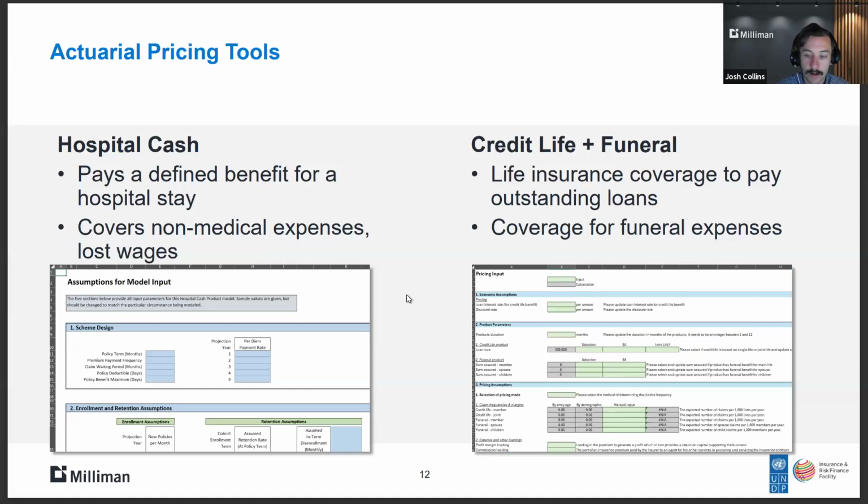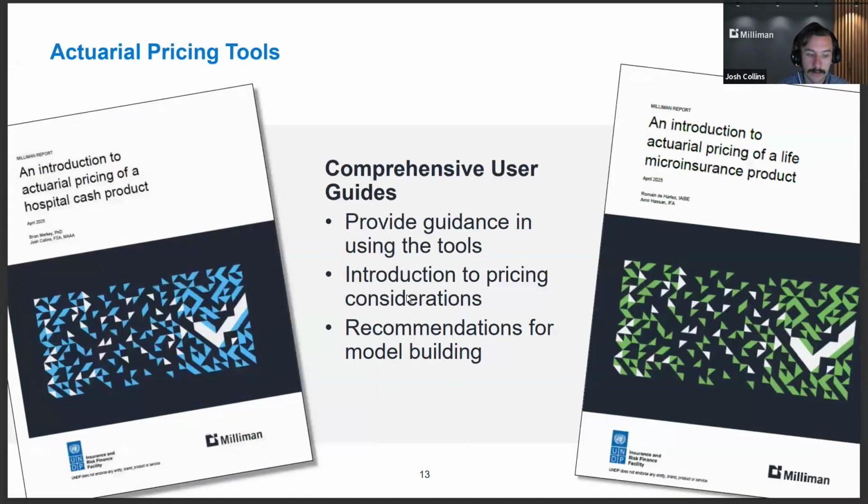Through that, we have two models we'll be talking through today: one being a hospital cash design benefit, and one being a credit life and funeral. Our team will be discussing those, and we'll provide a detailed walkthrough of the models as we go through the presentation. These would be Excel-based tools. Alongside each of these, there is a comprehensive user guide, a pretty robust design that you can work alongside, which illustrates each step within the model, how to use it, what it does, and also key considerations that you should be reflecting and debating on and potentially expanding upon as you use and learn from this model.